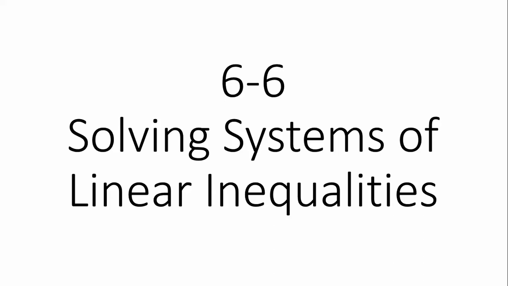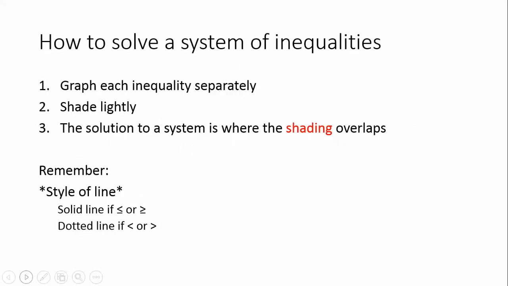Section 6.6 is titled Solving Systems of Linear Inequalities. So first we want to discuss how do we actually solve a system of inequalities. We're going to graph each inequality separately on the same graph. And you want to make sure that you shade lightly because the solution to the system is where the shading overlaps. We also still need to remember how to determine what style of line we want.